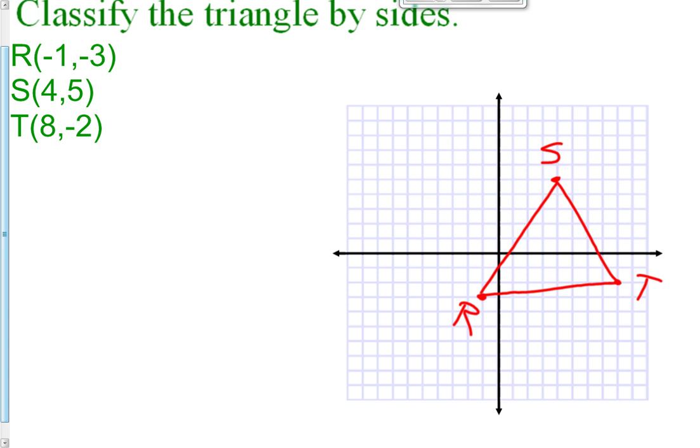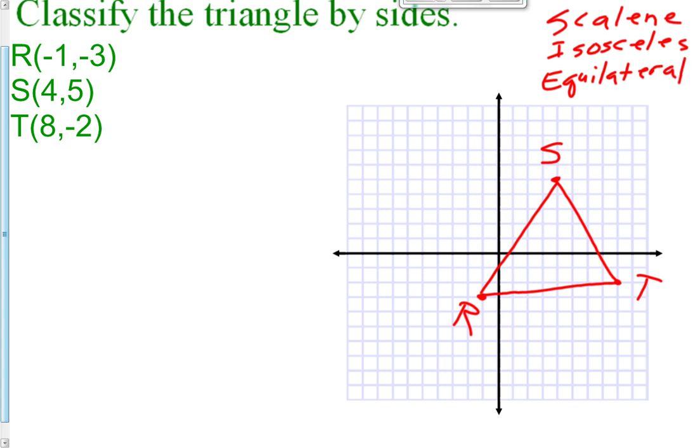So question for you. To classify it by its sides, there's 3 ways. Is this a scalene triangle? Or is it isosceles? Or is it equilateral? It's got to be one of those 3, because when you classify a triangle by its sides, there's only 3 options. So are all 3 sides equal to each other? Are 2 of the sides equal to each other? Or are none of the sides equal to each other?